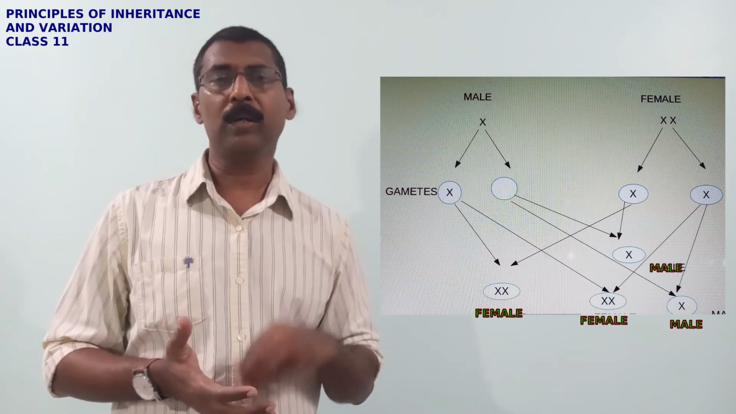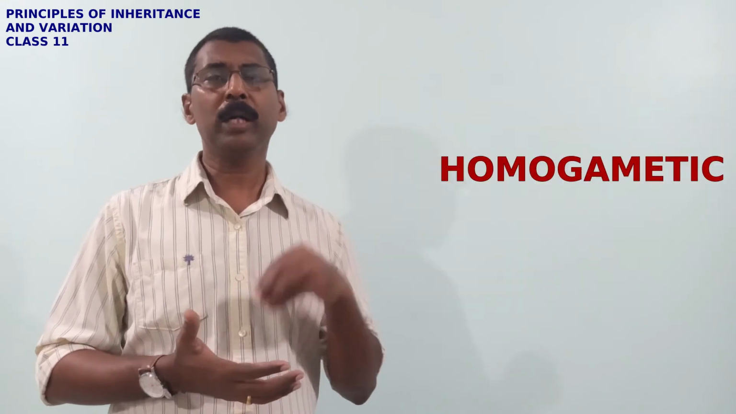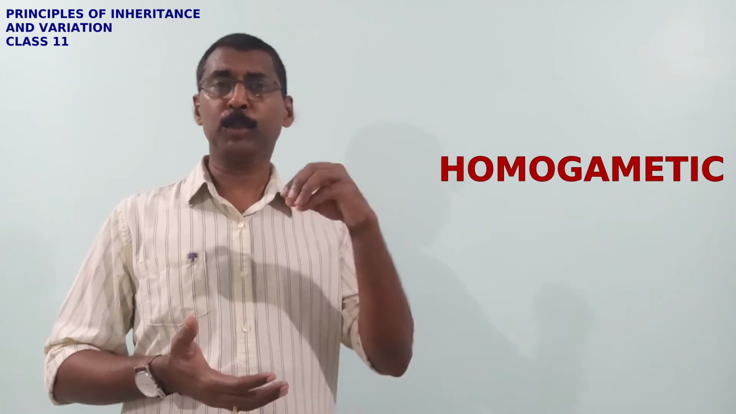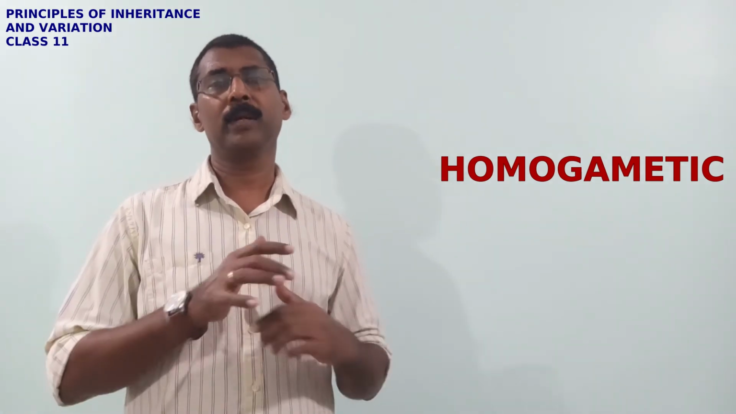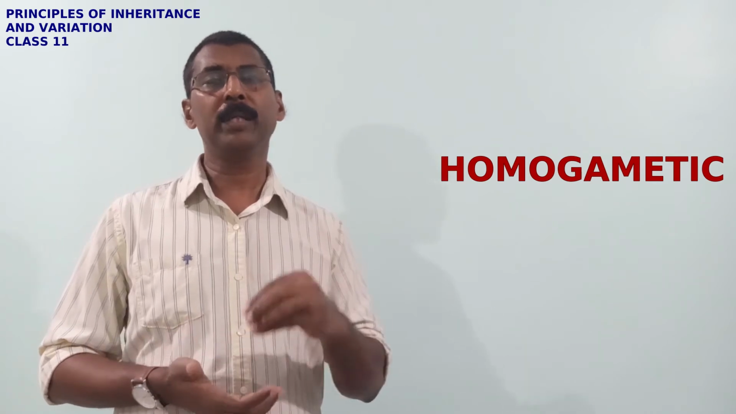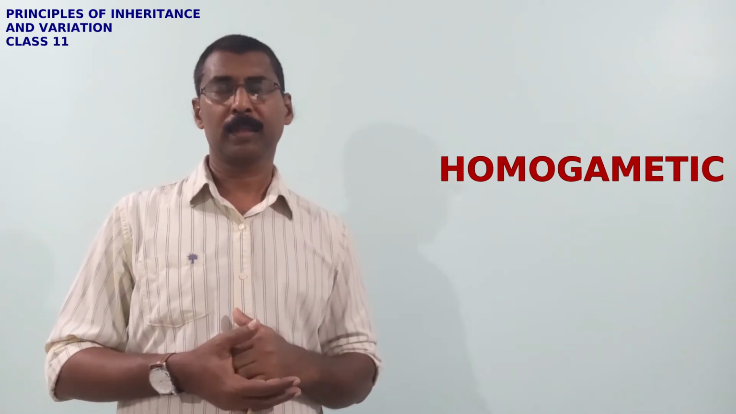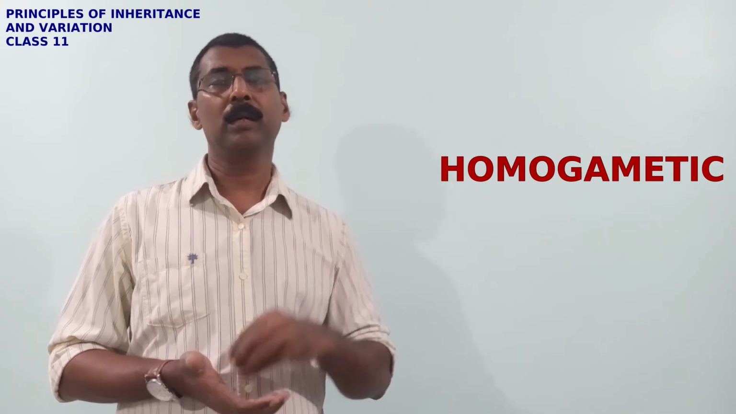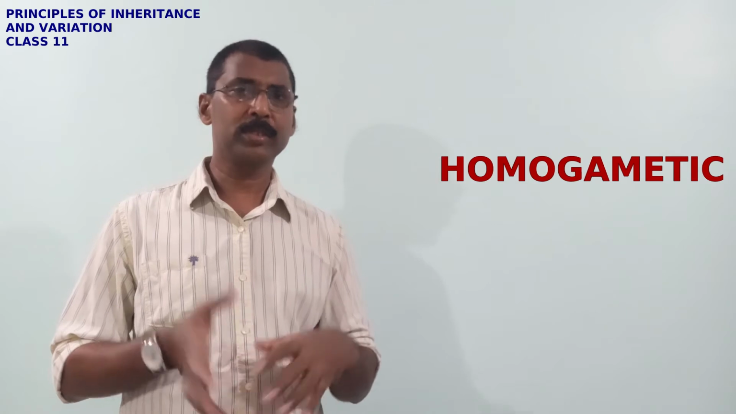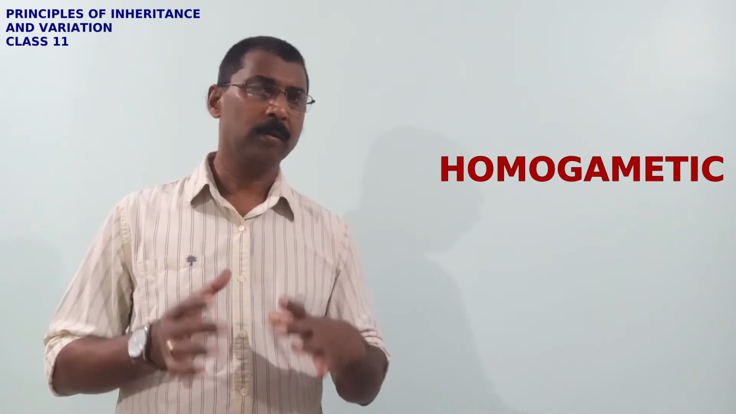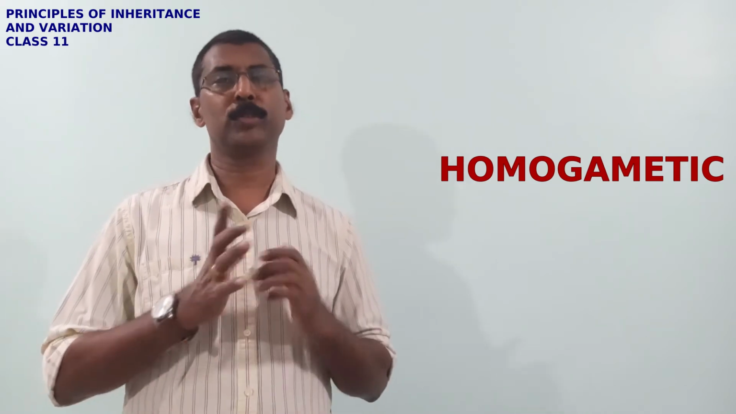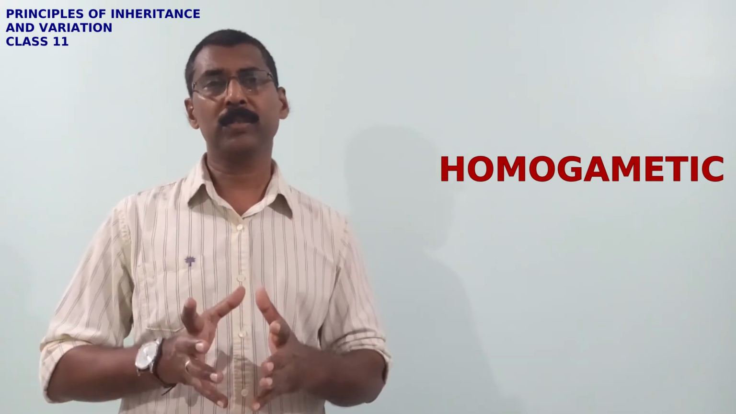This condition is called homogametic condition. An organism which produces the same gamete during gametogenesis is called a homogametic individual. So female insects are homogametic, producing eggs of the same type, with all the eggs with the X chromosome, all the ova with X chromosome.